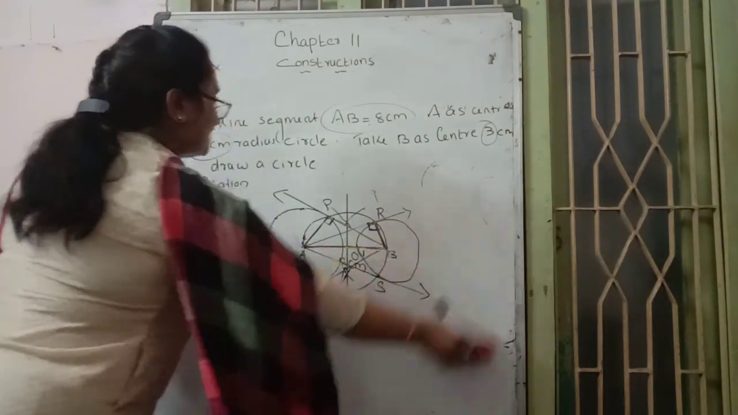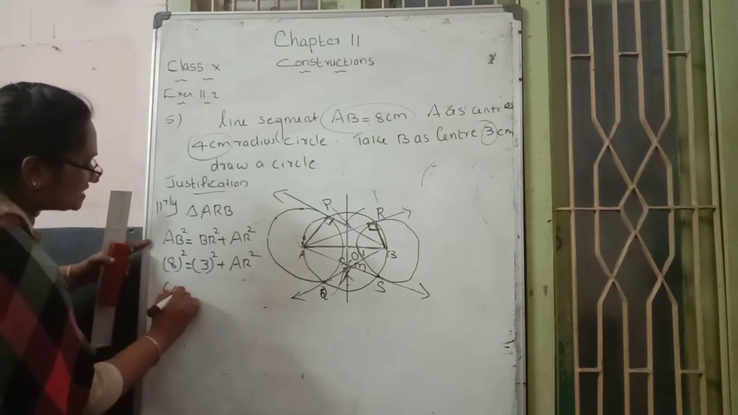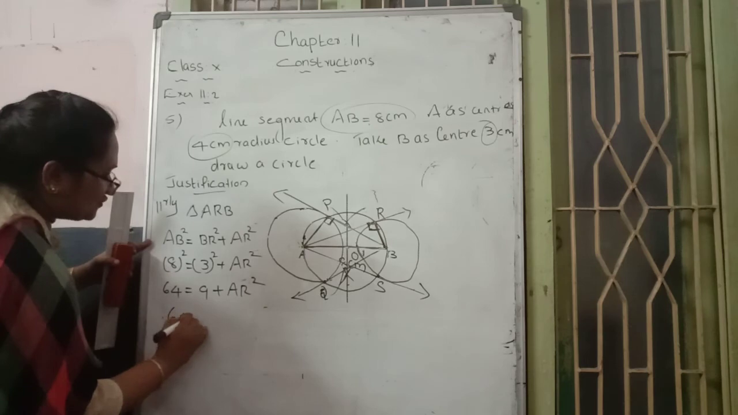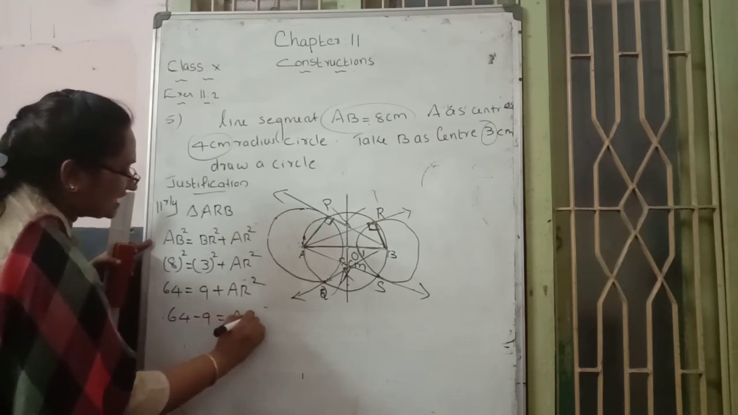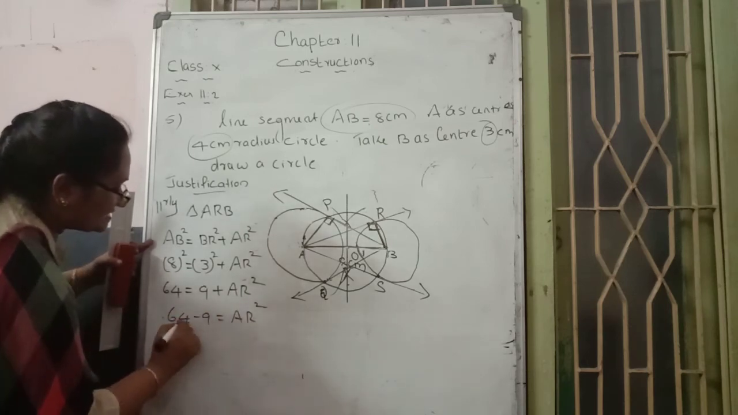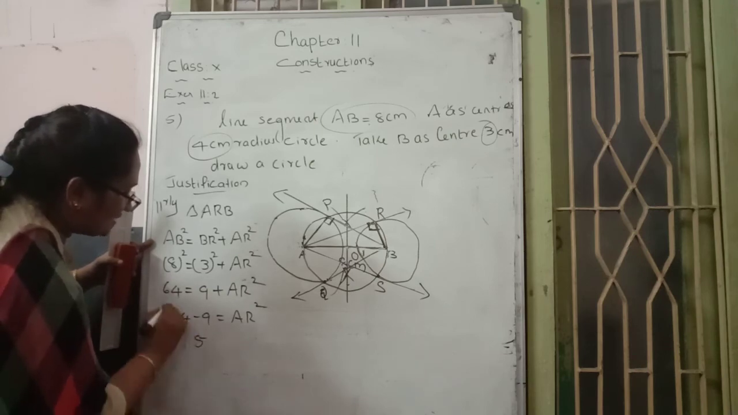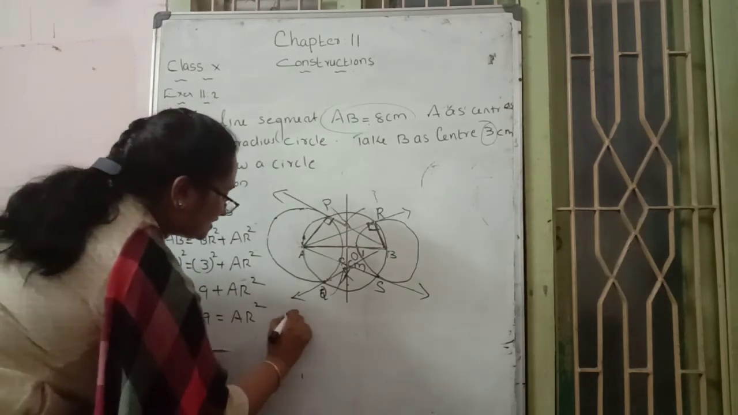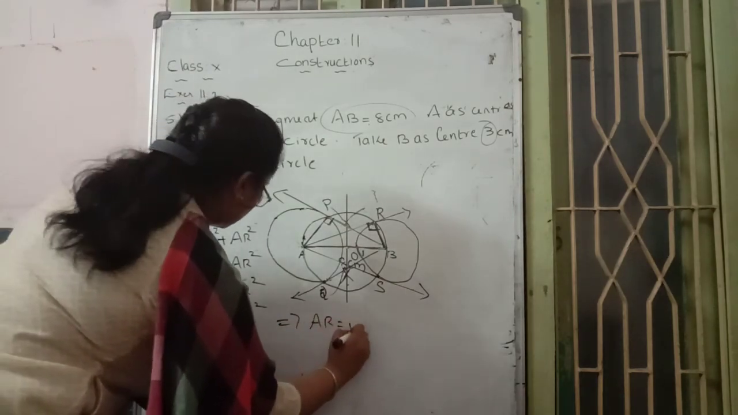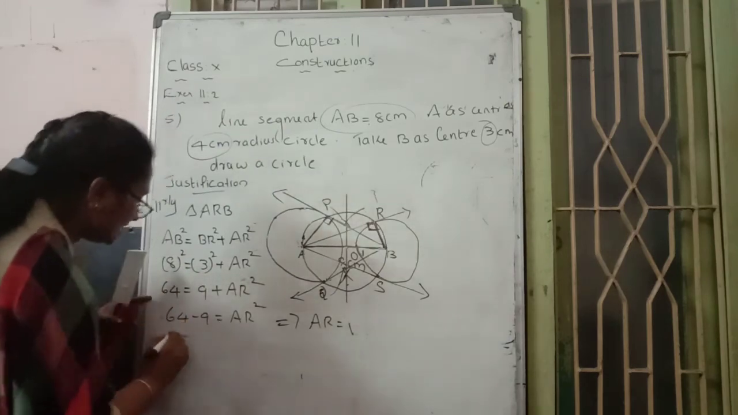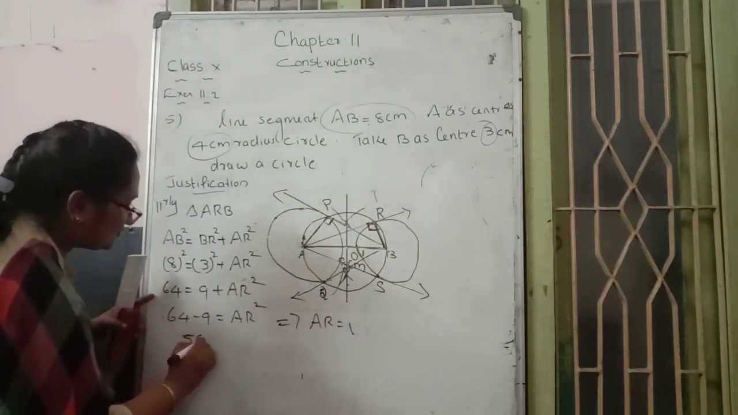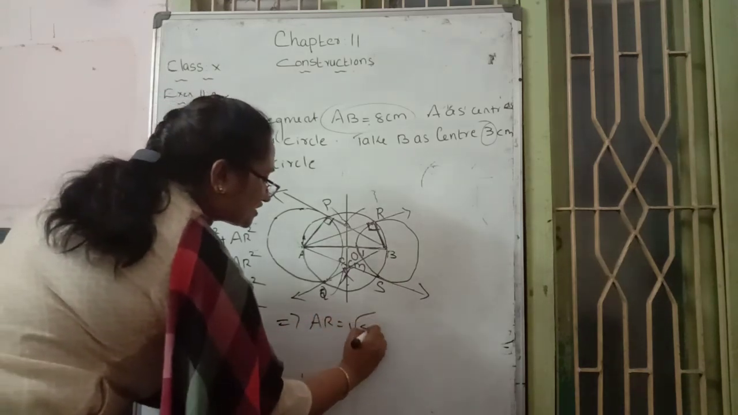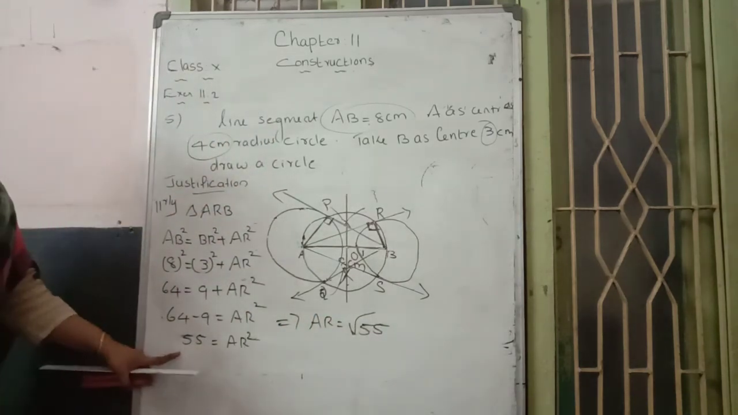So how to find that value? 8 square is how much? 64. 3 square becomes 9, plus AR square. So 64 minus 9 is equal to AR square. Here 64 minus 9 comes to be how much? 55. So 55 is equal to AR square. This implies we want the AR side. So AR is equal to the square root of 55.